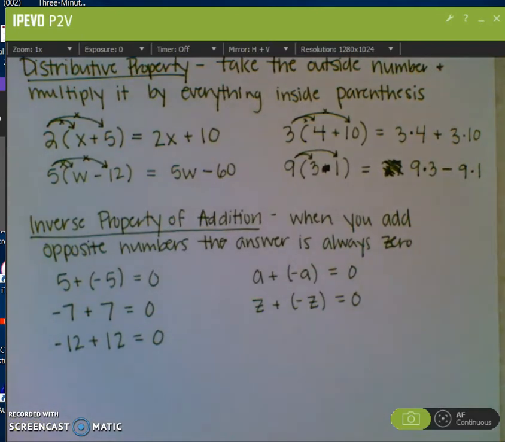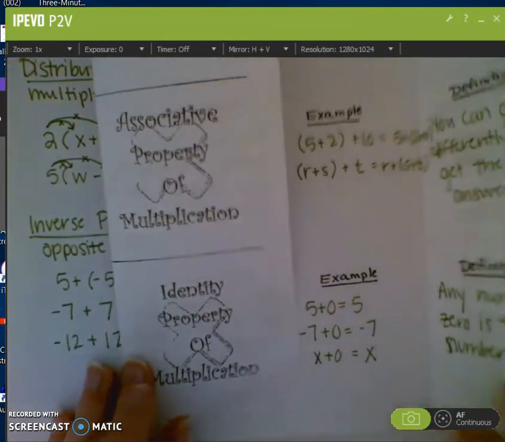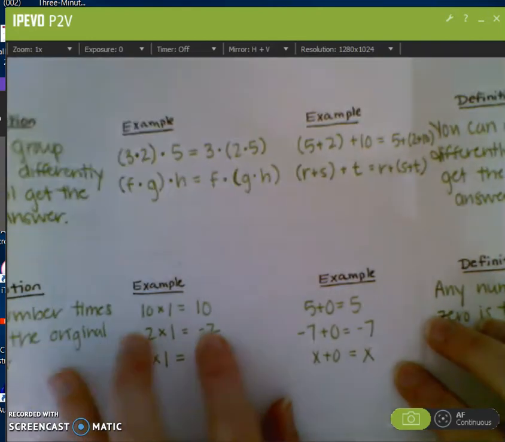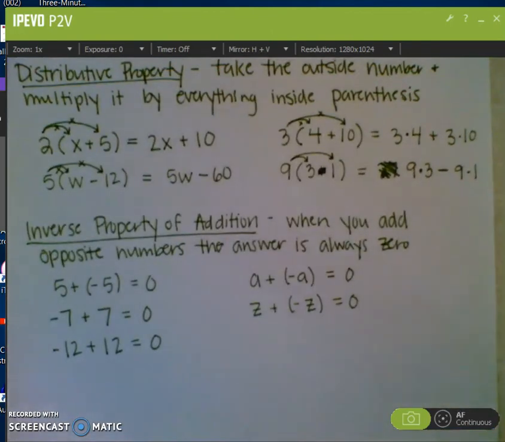I think the inverse and identity properties sometimes get a little bit mixed up. The identity property, if you come back, remember the identity of a number doesn't change. So when we multiply by 1, the number stays the same. And when we add 0, the number stays the same. And the only reason they get mixed up is because they both sound similar, start with an I, the identity property and the inverse property.